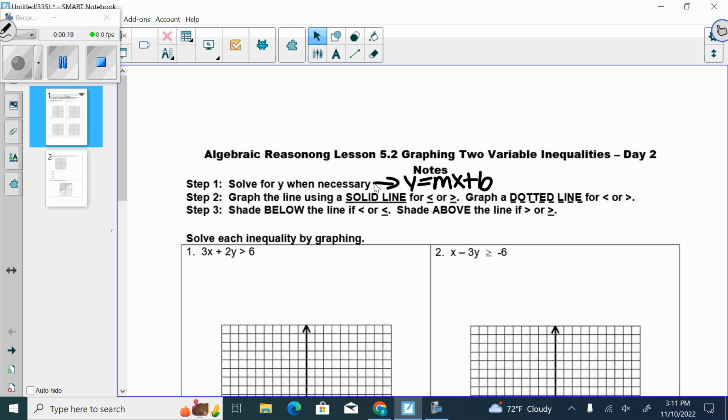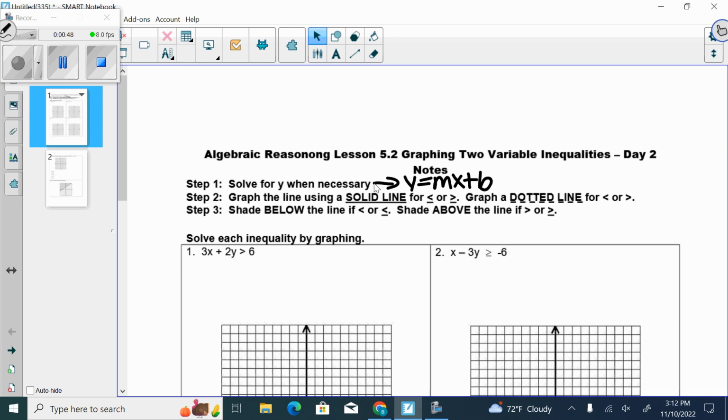Once we have it looking like this, we then decide if we want to make it a solid or a dotted line. So remember, we can look here if we're not sure. Solid means I'm going to have that equal to underneath it. Dotted means no equal to. Then we decide if we want to shade above or below. So less than or equal to is below. Greater than or equal to means to shade above. So we can always reference these 2 steps if we aren't sure.